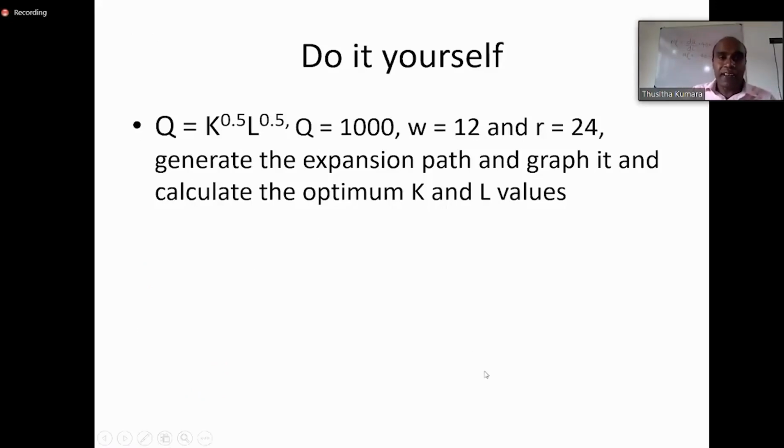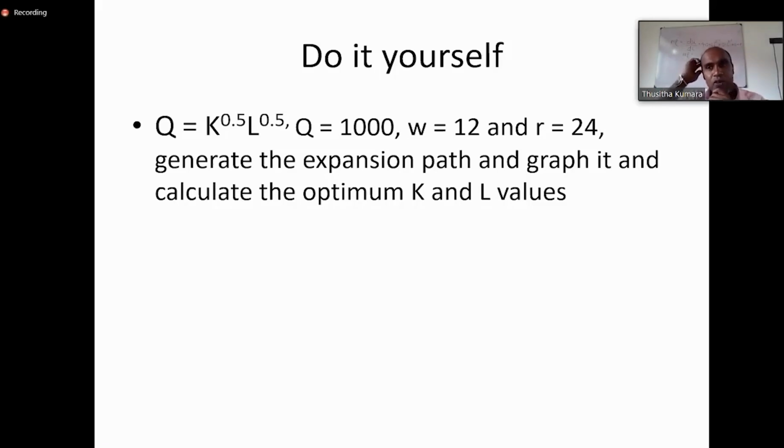Okay, what I ask here, the production function is given. Production function is given as Q equal to K power 0.5 and L power 0.5. Output is given as 1000, and wage rate is 12 and rent is 24. If this is the case, first find the expansion path. What is the expansion path?